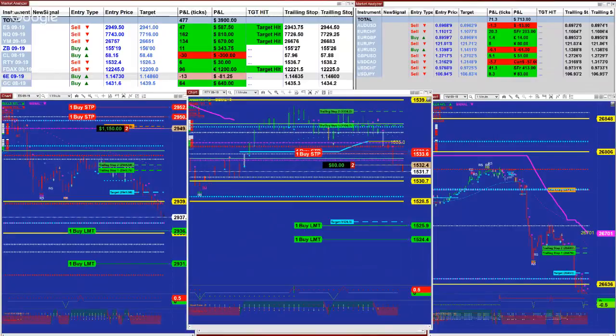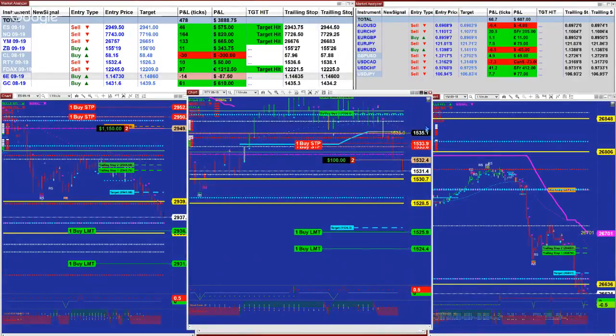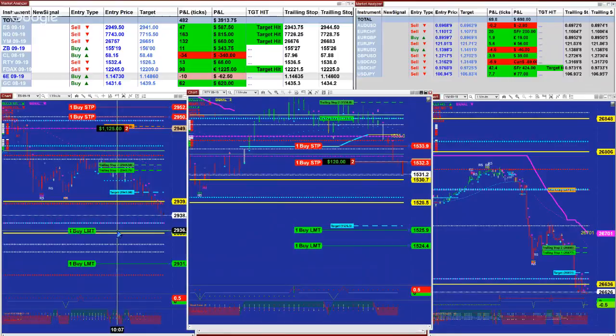So the only thing now is this Russell to deal with on the 1 minute ATM. We're about to have a new signal on the CL. Get ready, guys. I hope somebody took that trade on the Russell. We're about to have a new signal.